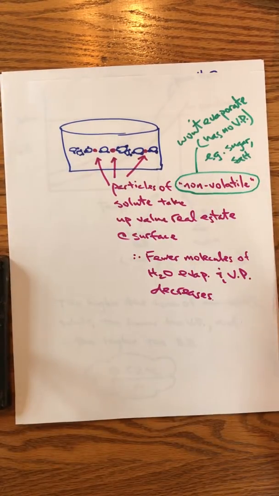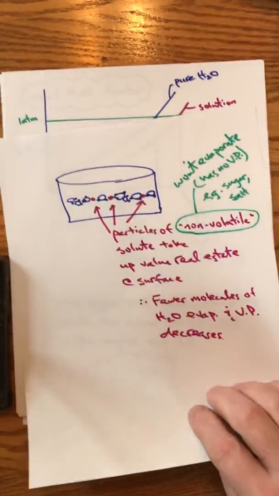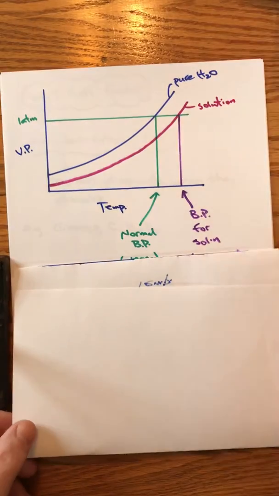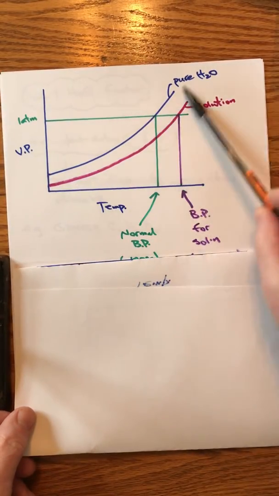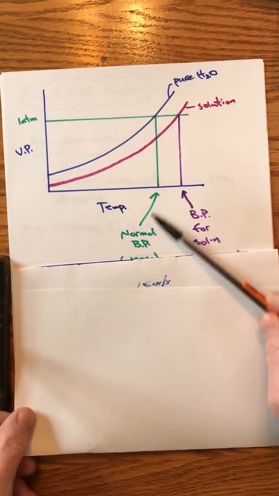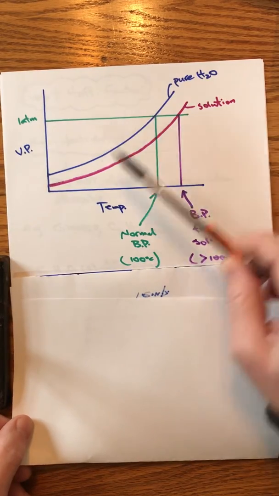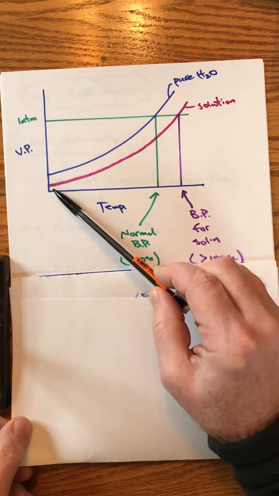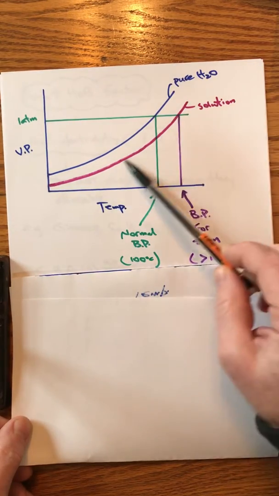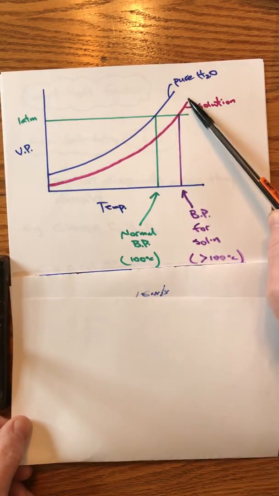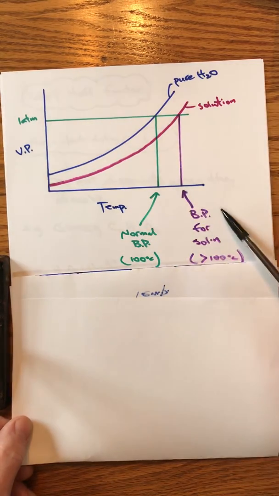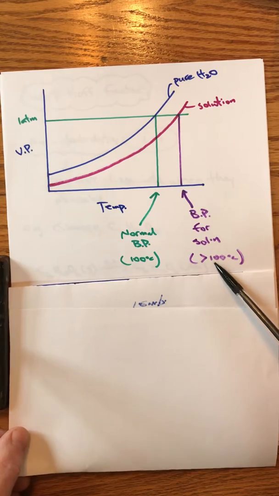If vapor pressure goes down, look what happens to your chart. Here's pure water with normal vapor pressure, and we said there's 1 atmosphere, and here's 100 degrees Celsius, the normal boiling point. The purplish line here, red, looks like on the video, if this is a solution at a lower vapor pressure across the board, look what happens to the boiling point. It goes up. It's higher than 100 degrees C.